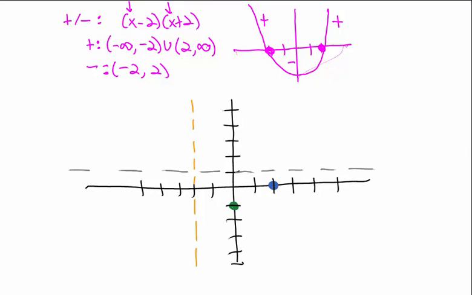And then we're ready to make our graph, knowing it should be positive to the left of negative 2. So to the left of negative 2, it's positive. From negative 2 to 2, it's going to be negative. And then from 2 on, it's going to be positive.